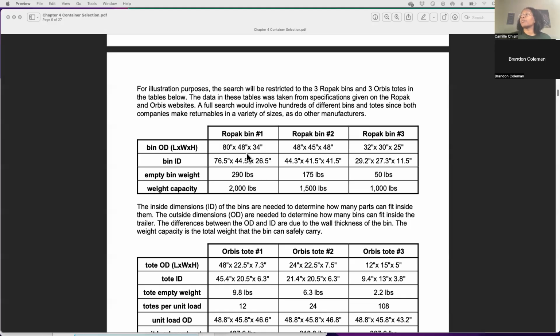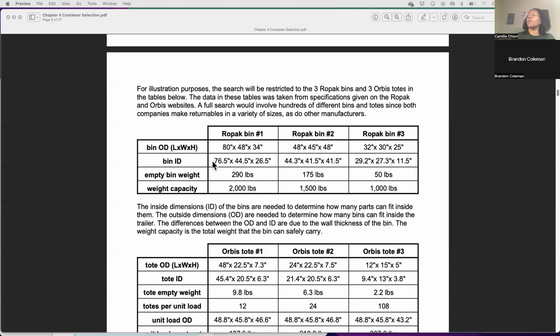And then roll pack number 3, which is a 32 by 30 by 25-inch bin. That is that one that I mentioned. It's almost a baby version of the roll pack. It's almost square and it's 25 inches high. So you can actually get 4 of those high in a trailer if you need to.